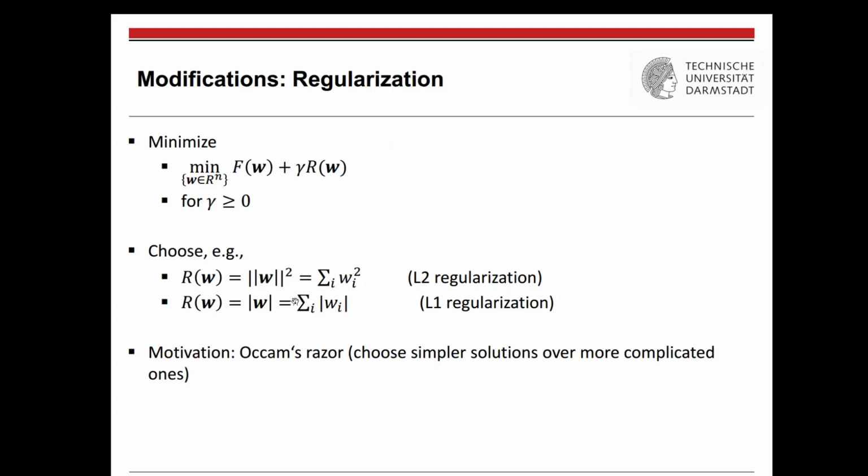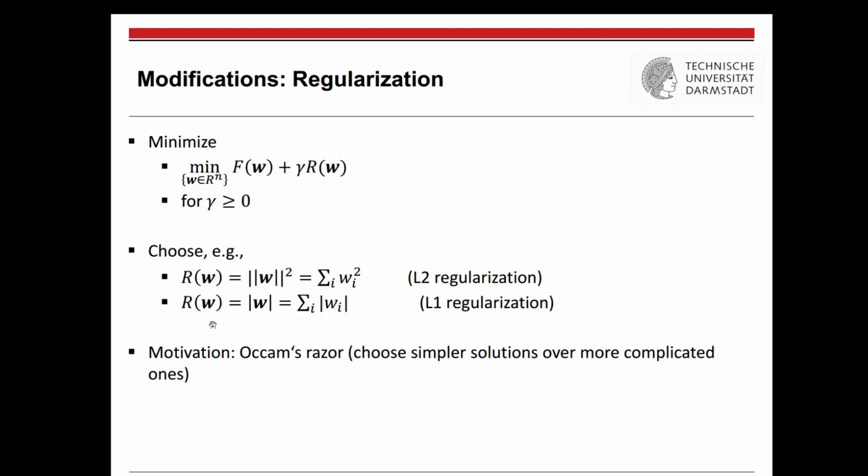Another very important thing is regularization, and the regularization idea is that you add something to your optimization term, and this something is a regularization term as a function of the parameters, scaled by a constant gamma, which is non-negative. What is done in practice is this regularization term is usually taken to be L2 regularization, which is the norm squared, or L1 regularization, which is the sum of the absolute values of the inputs to R. And what is the idea behind that?